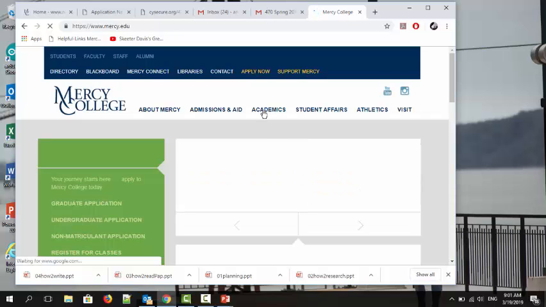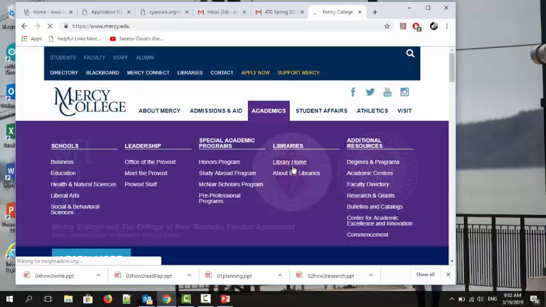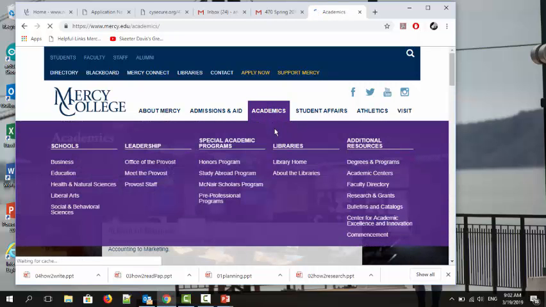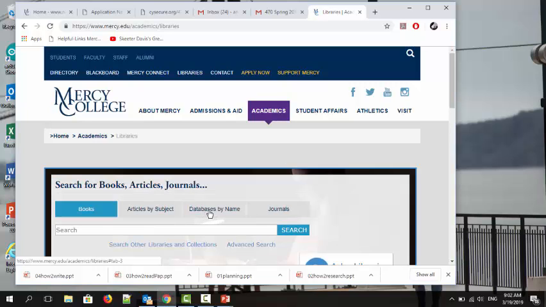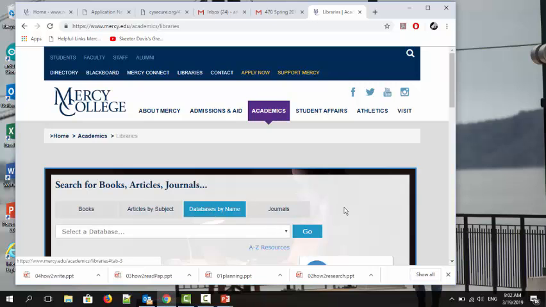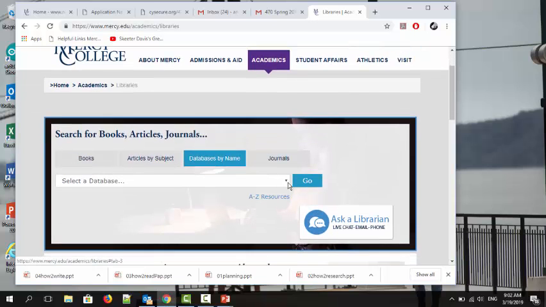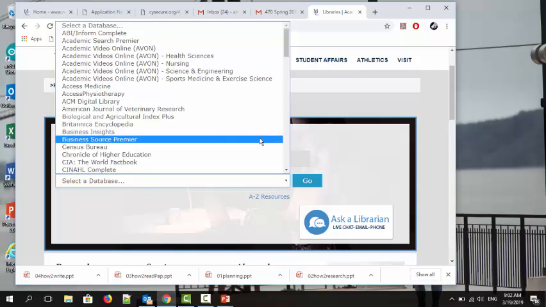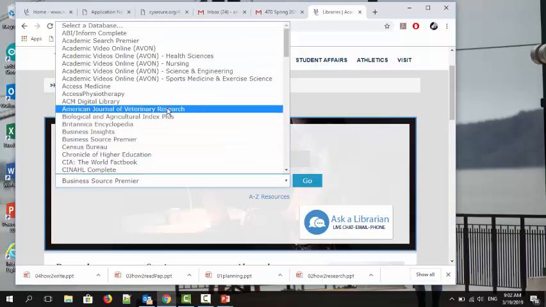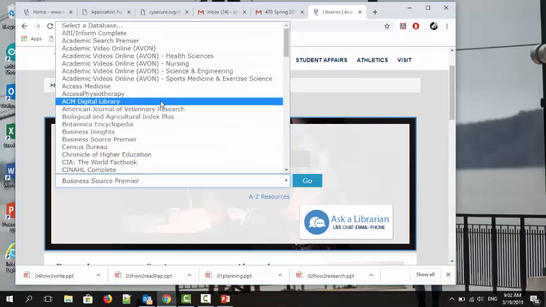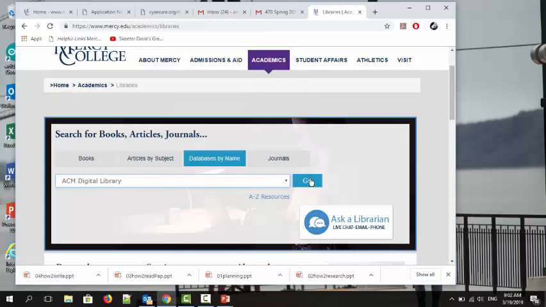And then pick this ACM digital library. Make sure that ACM digital library appears in this text box, and then click on the Go button. Then you can enter the ACM digital library. When you come here, you can type the topic that you chose, right?